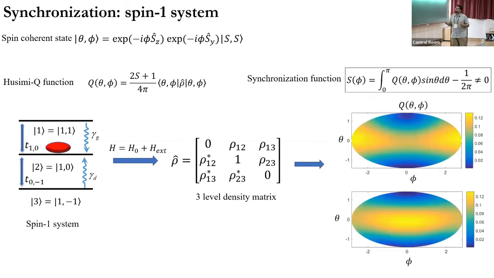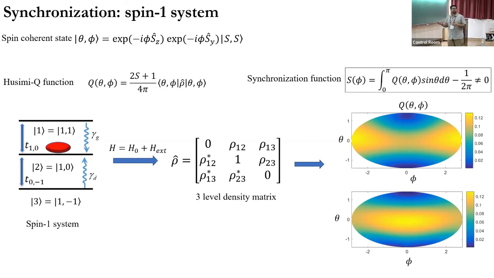Now in the presence of this coupling, if we plot the same Husimi Q function in this phase space, we'll see that there is localization of the Husimi Q function along the phi direction, depending on the phase difference between these two tone couplings. So there is localization along this direction. In this case, the synchronization function S phi is non-zero. So we can say that there is synchronization of the atomic system with the external source, with the phase of the external source. Okay, this is the basic idea of quantum synchronization.